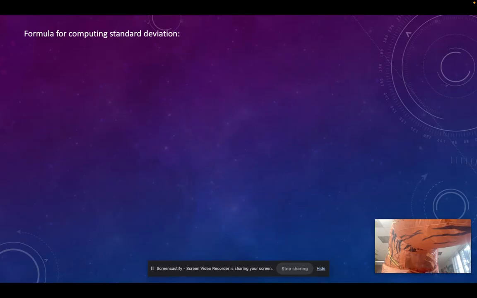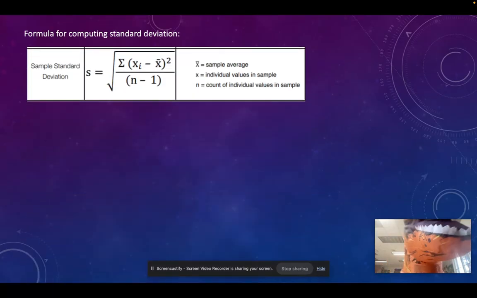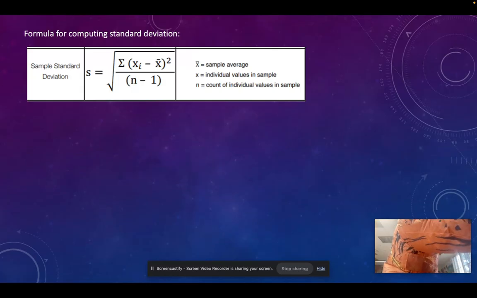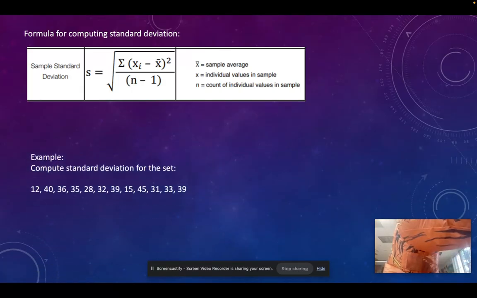The formula for computing standard deviation is actually pretty complicated. It's the square root of the sum of every value in the data set minus the average, the quantity squared. So add those all up, then divide by n minus 1, and then square root that whole thing. N is the number of values in the data set.